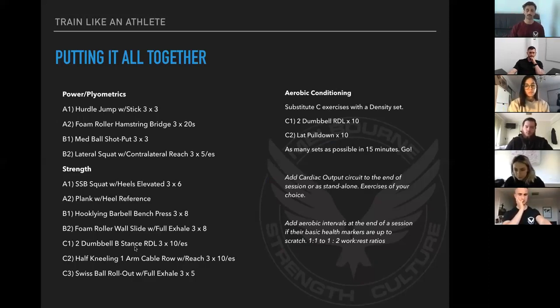All right, so one leg RDL. Thing with a cable row with a reach, so they're rotating. And then a core exercise. Okay, that's the way I would have a rough structure. Main exercise, and then some unilateral work afterwards.